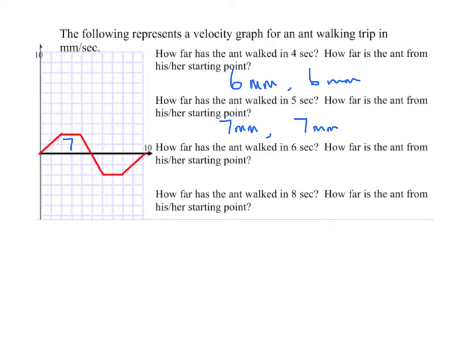So the next question says, and I'm going to leave that 7 there because it would just be easier to know that area. It says, how far has the ant walked in 6 seconds? Well, 6 is right here. Okay, and this little area right here is 1. So the ant has walked 8 millimeters. Okay, 7 millimeters forward, 1 millimeter backward, so the ant's walked 8 millimeters. But how far is the ant from the starting point? Well, the ant walked forward 7 and back 1, so the ant is at the 6 millimeter mark.